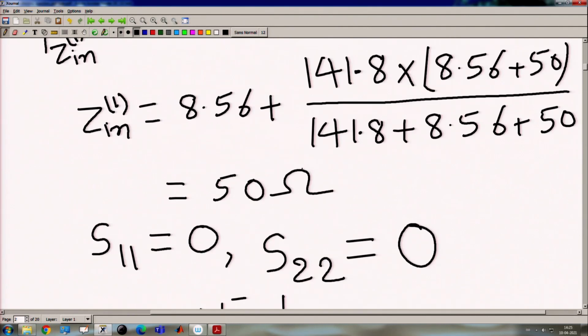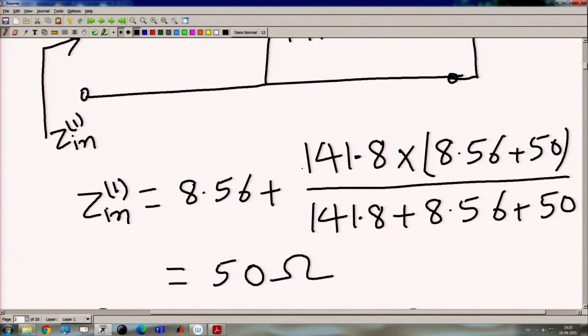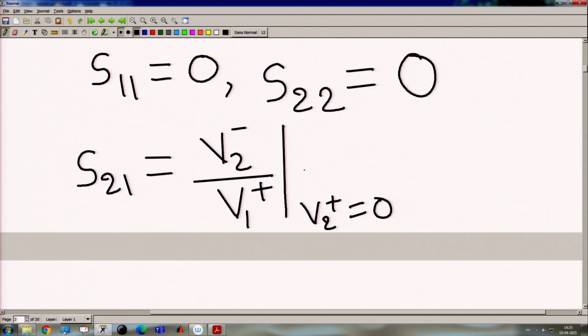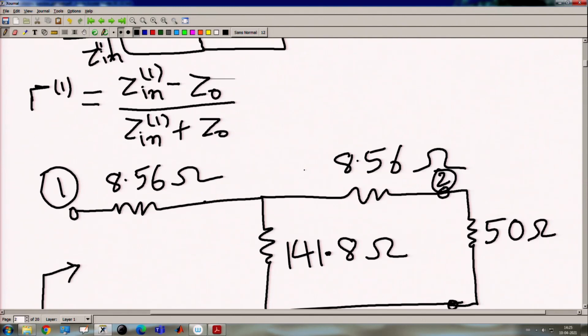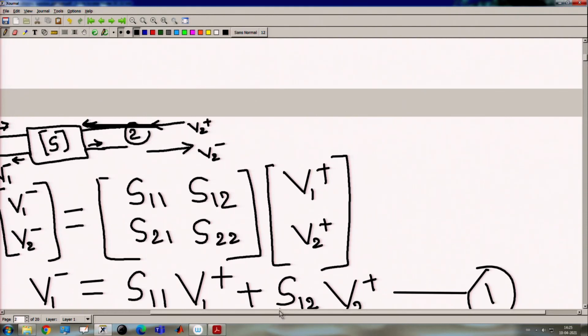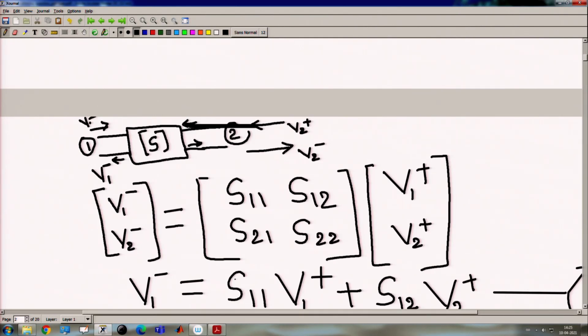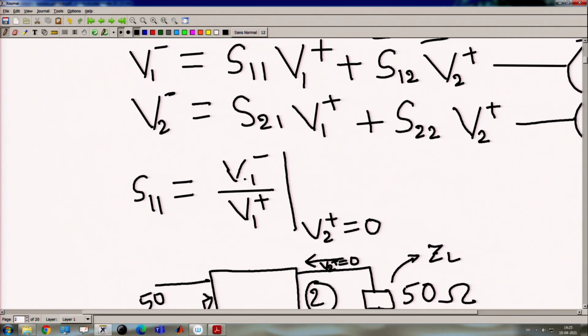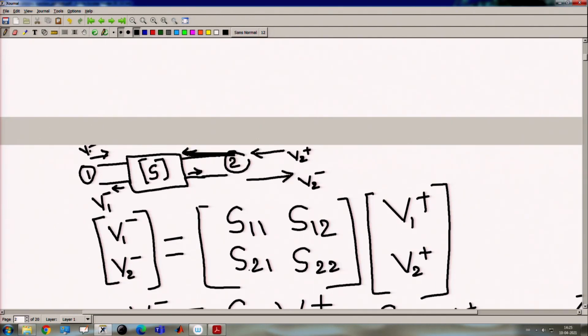So, using the voltage division, we can see that S21 equals V2 minus over V1 plus. You can see the figures. V2 minus is the outgoing wave from port 2, and V1 plus is incoming from port 1. So we can see S21 is the transmitted wave from port 1 to port 2.